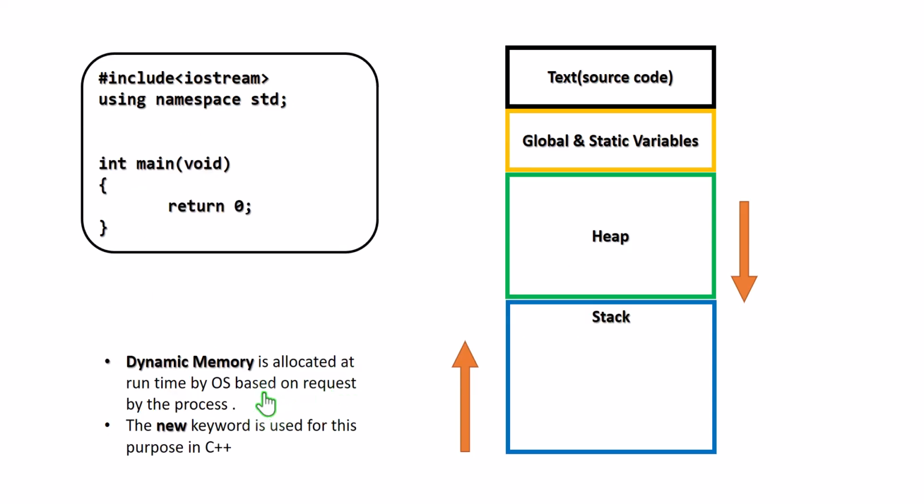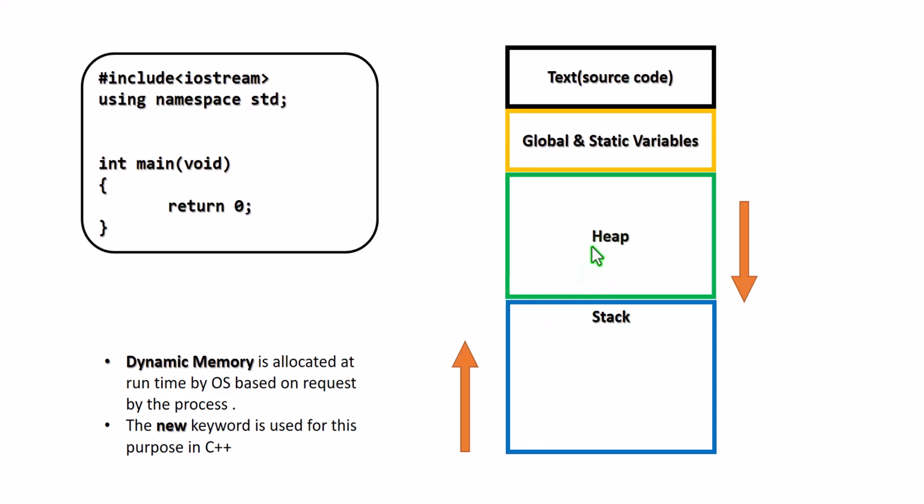Now, dynamic memory is allocated at runtime by the operating system based on a request by the process. And the new keyword is used for this purpose in C++. So if you have seen the new keyword while declaring a variable, or an array, or an object, or a variable of structure, remember that the memory is allocated at runtime, and that memory will be allocated from this section which is called the heap. So heap is utilized for runtime memory allocation by the operating system.